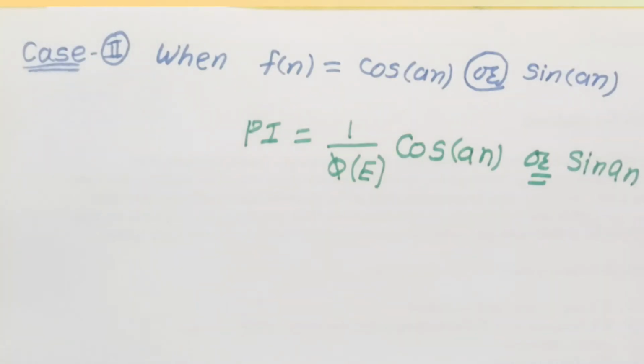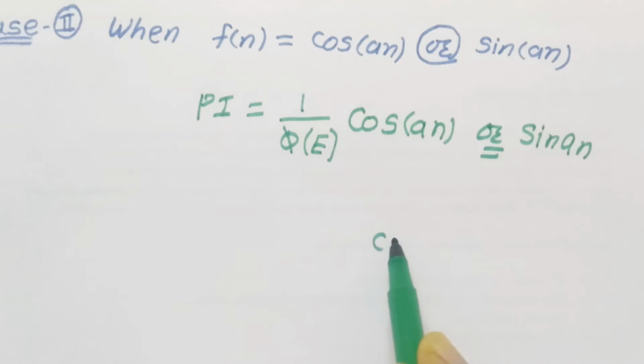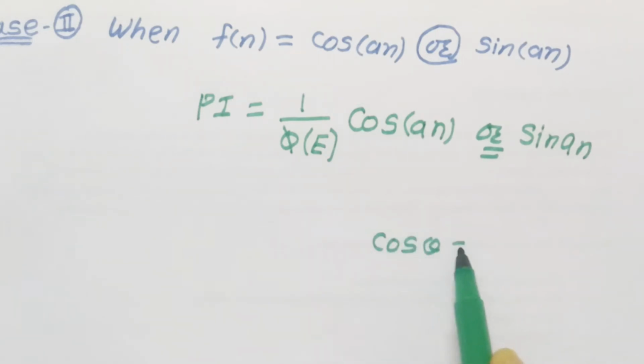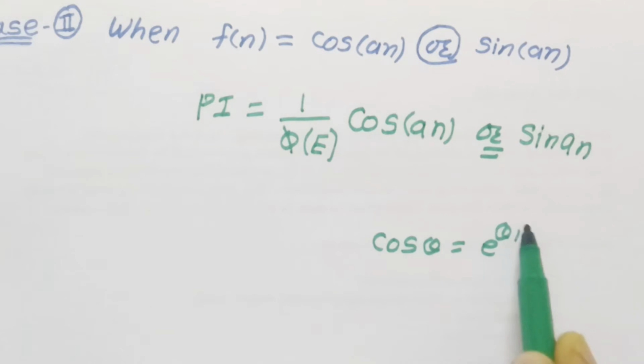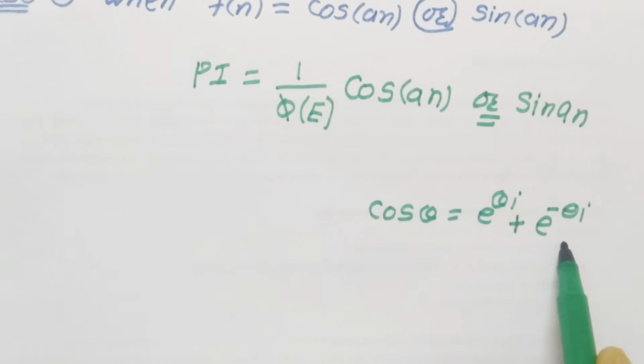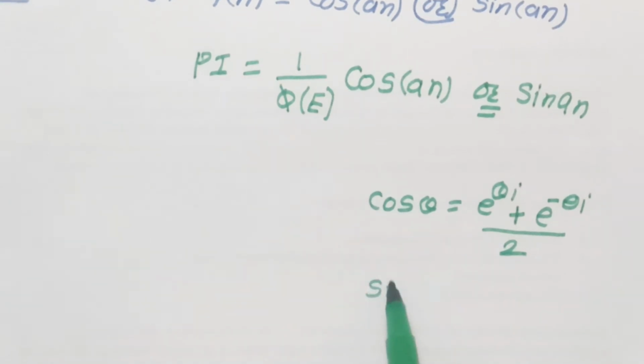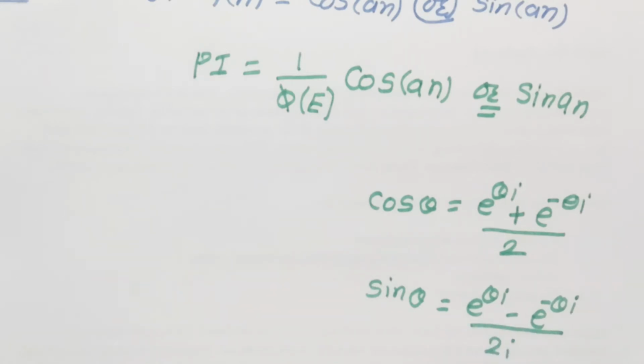Now here we have to use the formula for cos an in the form of e. We know that cos theta is equal to e raised to power theta i plus e raised to power minus theta i divided by 2. Instead of cos theta we use this formula, and instead of sin theta we use e raised to power theta i minus e raised to power minus theta i divided by twice i.